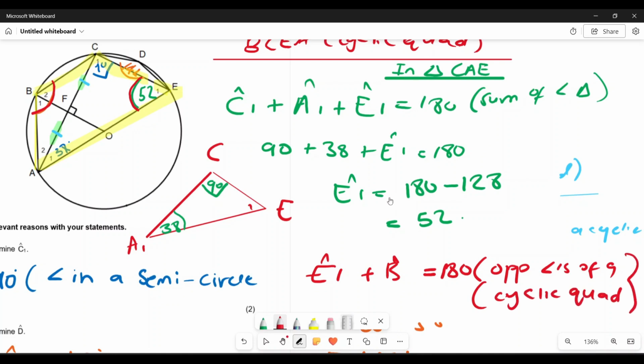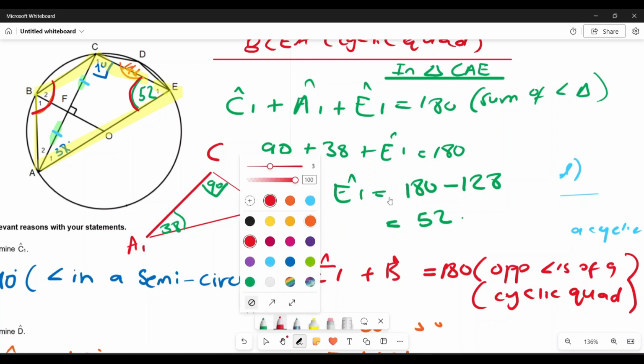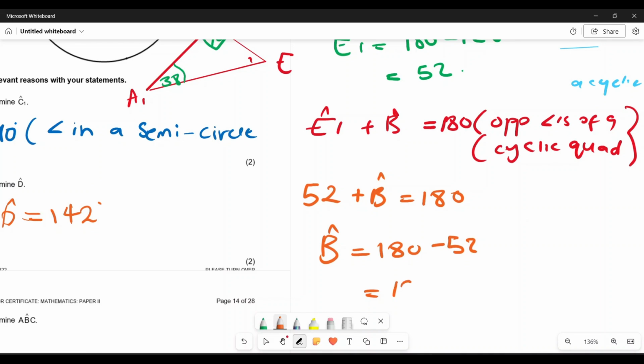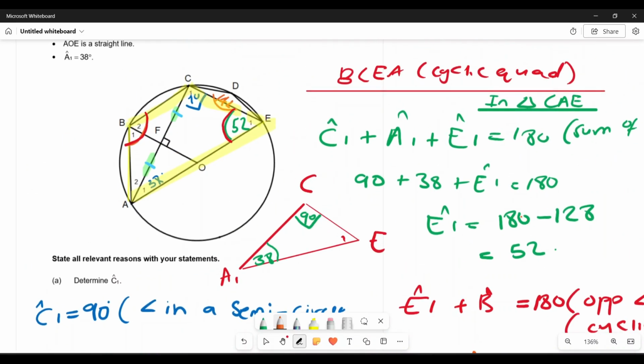And now I can solve for the whole of angle B. So let me go about doing that. I know my E1, I've calculated it as 52, plus my angle B, which is what I'm looking for, is equal to 180. So my angle B is equal to 180 minus 52, which is equal to 128. So the whole of angle B is equal to 128. Let me try and write it here.